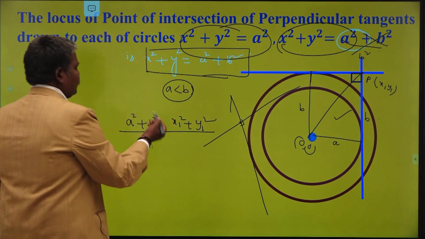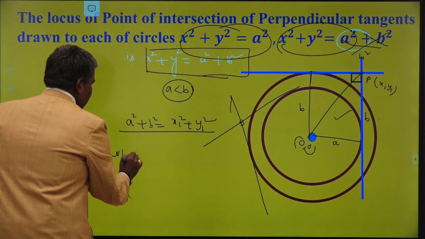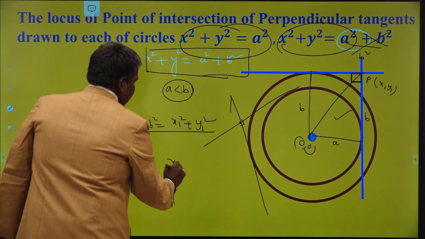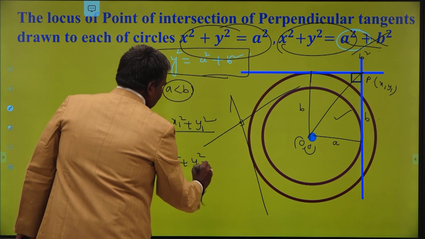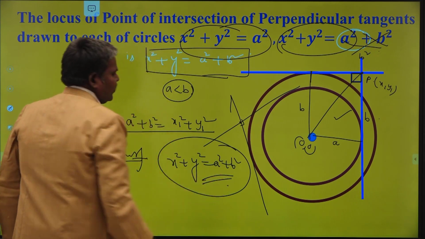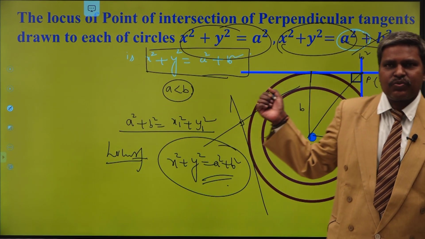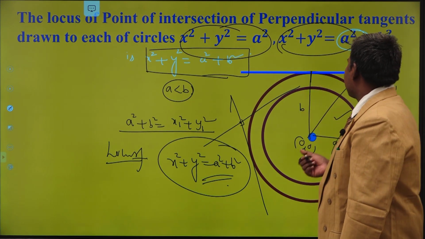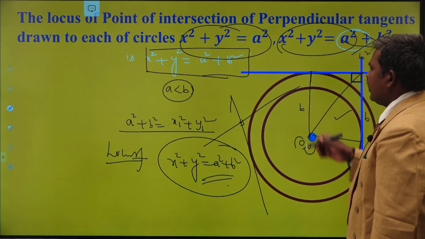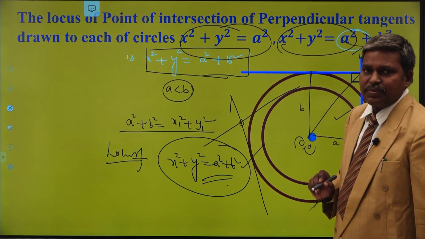Simply, this is the relation for all (x1, y1) which lie on your locus. Therefore, your locus of (x1, y1) is what now? x square plus y square is equal to a square plus b square. This is the locus of the point of intersection of perpendicular tangents drawn to each of the two circles x square plus y square equal to a square and x square plus y square is equal to a square plus b square.